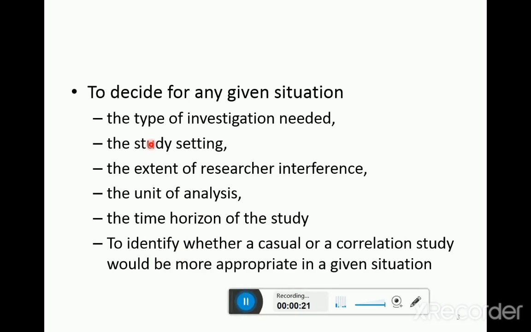Now let's start. To decide for any given situation, the researcher must focus on the type of investigation needed.